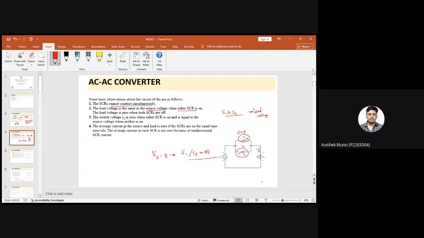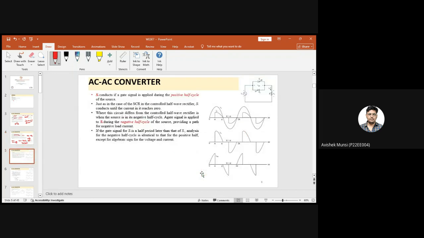Now the switch voltage is zero when the SCR is on and it is equal to the source voltage Vs when it is off. And the final observation is that the average current in the source and load is zero if the SCRs are on for equal intervals of time. If this one is on and this one is on for the same period of time, suppose T1 and T2, if T1 equals T2, then the average current in the source, that is Is, would be zero.